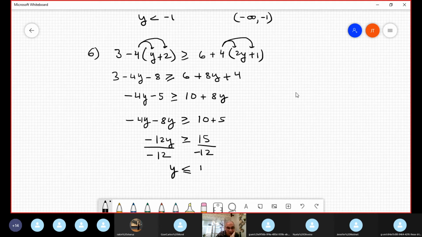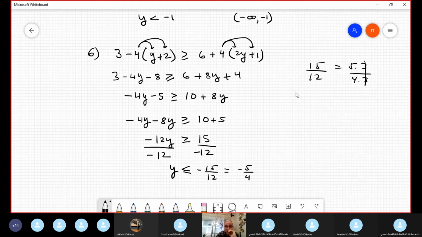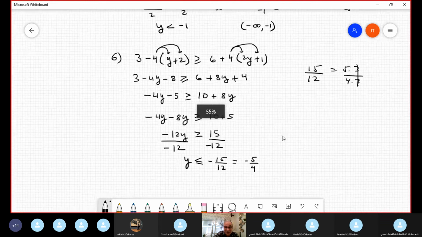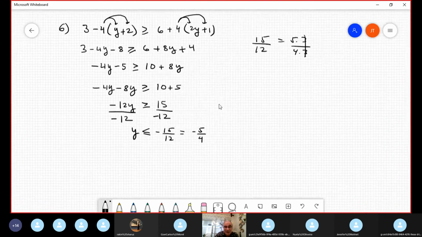And we have y less than or equal to negative 15 over 12. Okay, we can reduce to lowest terms. 15 is 5 times 3, and 12 is 4 times 3, so the 3 is cancelled: negative 5 over 4. If you want to represent it graphically, I highly recommend that you express it in decimal. Put 5 divided by 4 in the calculator: 1.25.